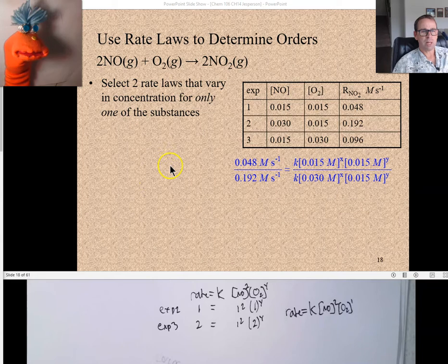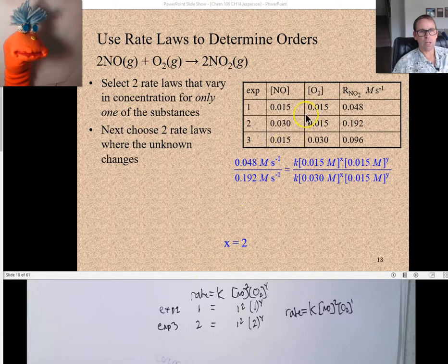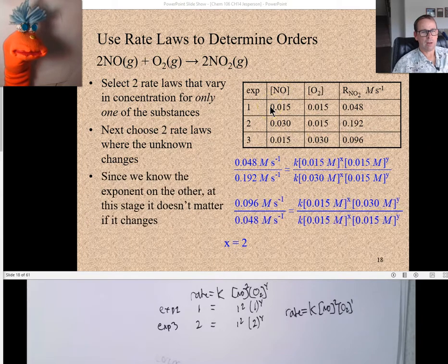So after we've done this, this is the algebra to help us find the order with respect to NO, and it works exactly the same. And this is the algebra for doing it for the rate of 1. This is the non-simplified method. After we get this rate law to this point, we can then get a K value by plugging in any one of these experiments.